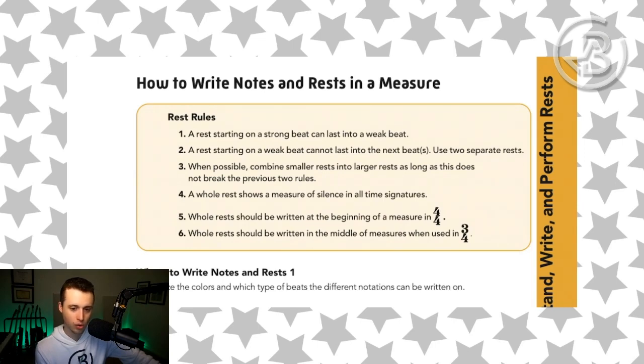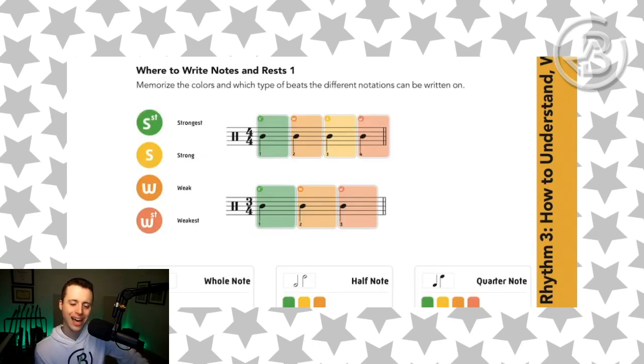Number 4: a whole rest shows a measure of silence in all time signatures. You might remember that one. 5: a whole rest should be written at the beginning of a measure in 4/4, whereas in 3/4, we're going to write them in the middle of a measure. And that's rule number 6. So let's review our strong and weak beat colors. Strongest beats are green, strong beats are yellow, weak beats are orange, weakest beats are red. And the order of strongest and weakest beats in 4/4 is strongest, weak, strong, weakest, and in 3/4 is strongest, weak, weakest.